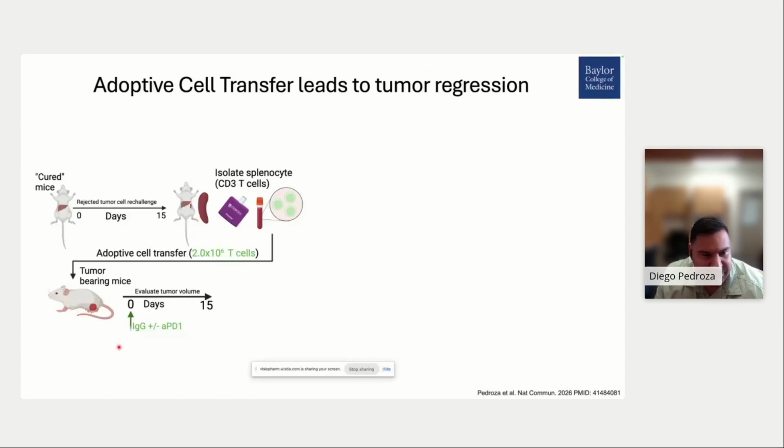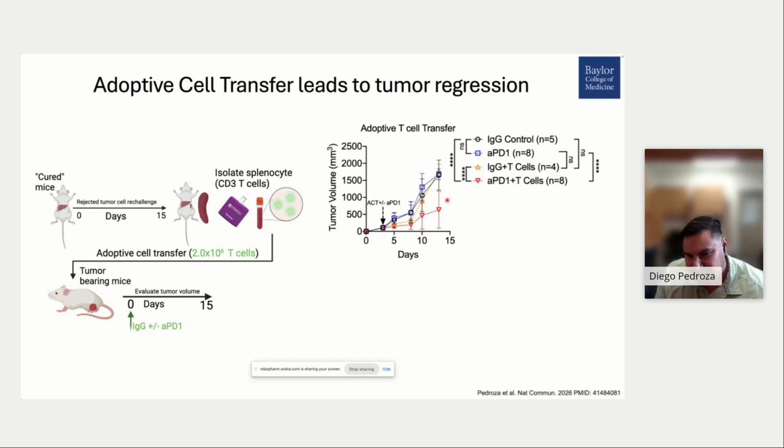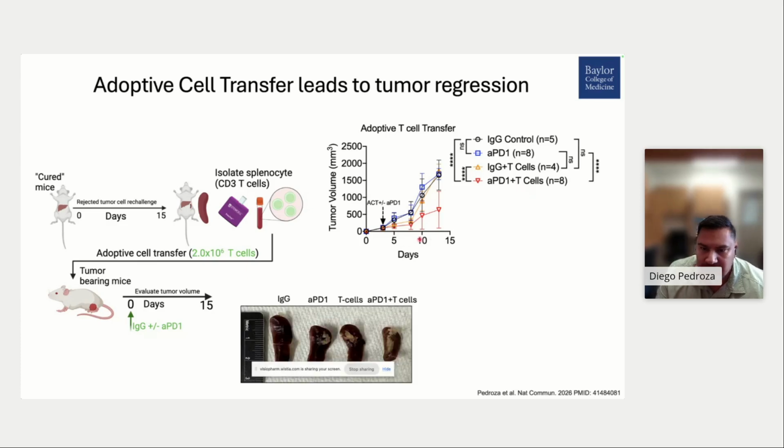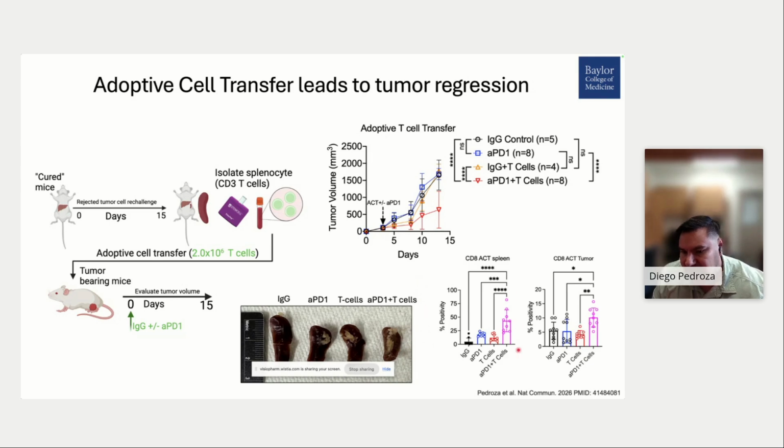We did an adoptive T cell transfer. So we took a spleen from these mice, we removed the T cells, and we directly put them into mice that had actively growing tumors in them with anti-PD-1. And you can see that these mice slowed the growth of these tumors. And the mice that actually received these T cells actually had decreased spleens, which is actually an indicator for good response. And these mice also had increased CD8 T cells in both the spleen and the adoptive T cell tumors themselves.